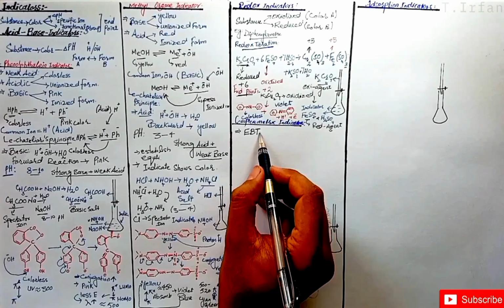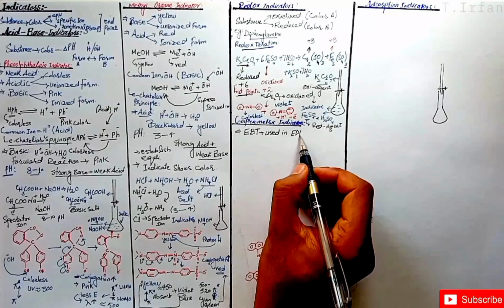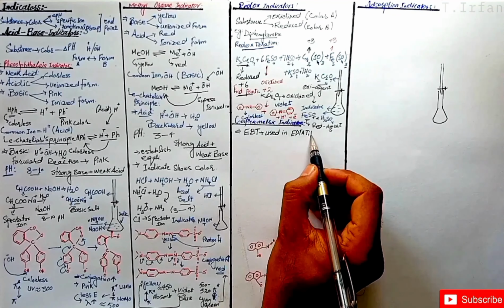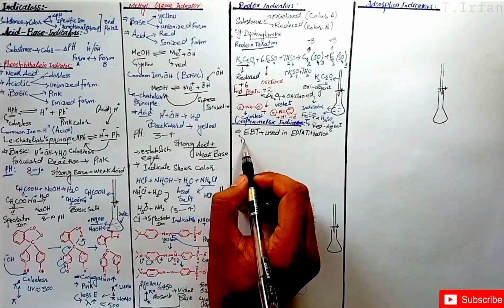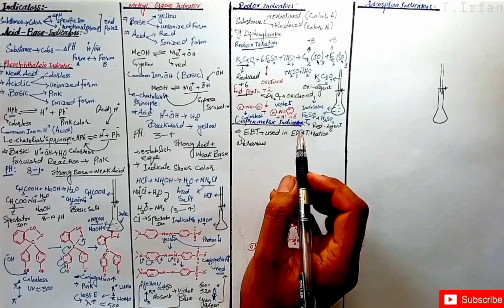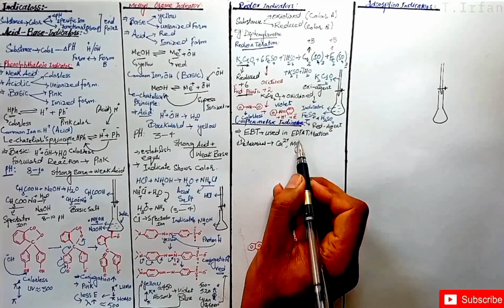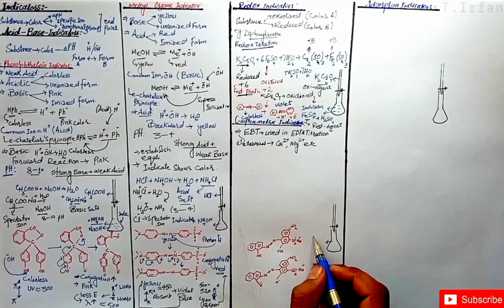Complexometric indicator. These show different colors when they are attached with metal and when they are free. Eriochrome black T is a complexometric indicator which is used in complexometric titration or EDTA titration. This titration helps to find the exact amount of metals such as calcium, magnesium, etc.